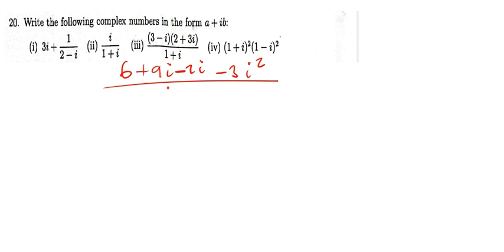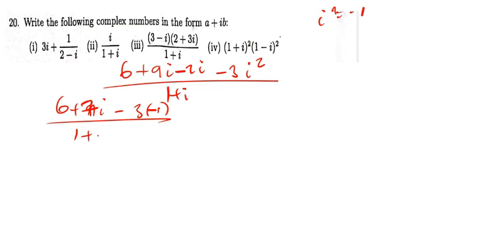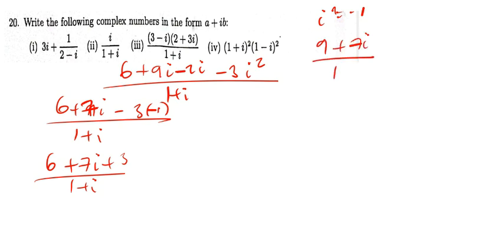Okay, so 1 plus I. Then now we know that I squared is equal to negative 1, so it will be 6 plus 9I. But 9I minus 2I is basically 7I. Then minus 3 times negative 1, divided by 1 plus I. So it will be 6 plus 7I plus 3 divided by 1 plus I. So then it will be 9 plus 7I divided by 1 plus I.